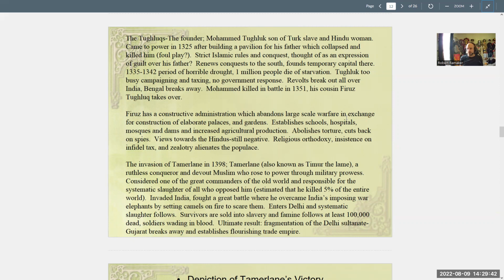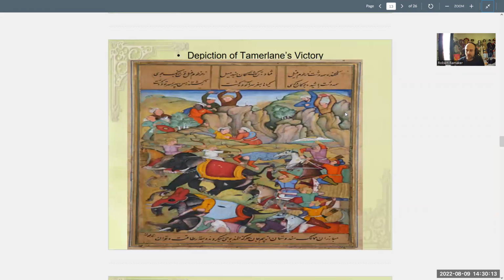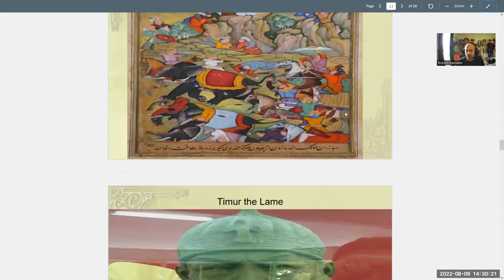He ends up taking it over. Large slaughter follows. We don't know how many people actually get killed, but it's tremendously large. We know at least 100,000 are killed during the storming of Delhi. There are stories of soldiers wading in blood. We think that at least several million die during the Tamerlane invasion of India. So he does end up taking areas, but he doesn't hold on to them for very long. Gujarat breaks away, and several other places break away because they know the Delhi Sultans can't protect them anymore. Here you see a depiction of Tamerlane's victory, obviously the elephants being spooked, and then, of course, his men charging in on horseback to finish up the job.